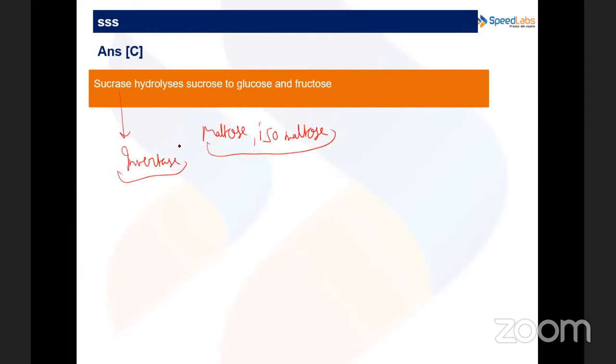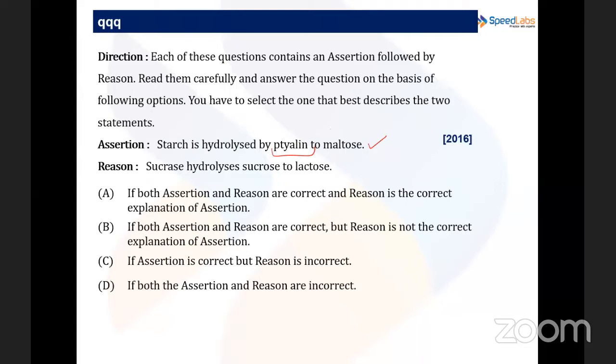It hydrolyzes sucrose into glucose plus fructose. I told in earlier questions also. But in the reason it is mentioned, it hydrolyzes sucrose to lactose. This is incorrect. So assertion is correct, but reason is incorrect. Hence option C is correct. Option C is the correct option for this question. Now let's look at the next question of today.